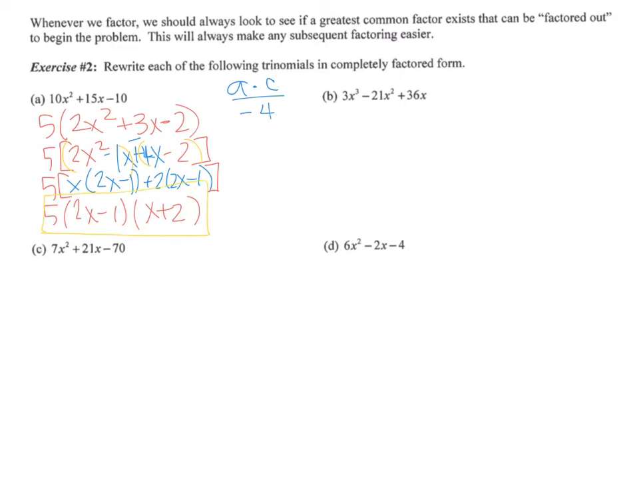Letter B, 3 goes into all of those, but so does an x. And we're left with x squared minus 7x plus 12. Multiplies equal 12, adds equal negative 7. Well, we have a 3x, and I know that I'm going to have an x and an x. That's a negative 3 and a negative 4.